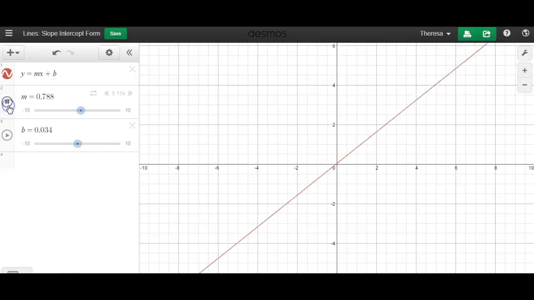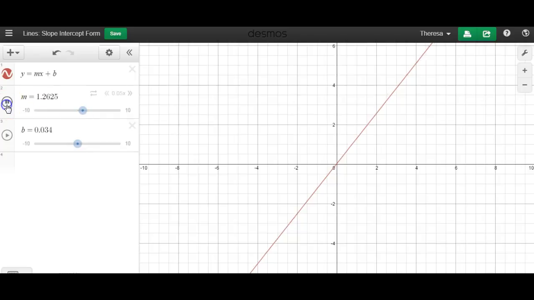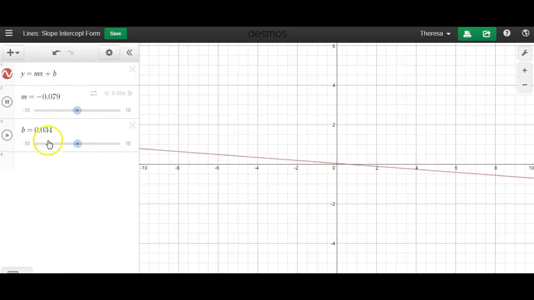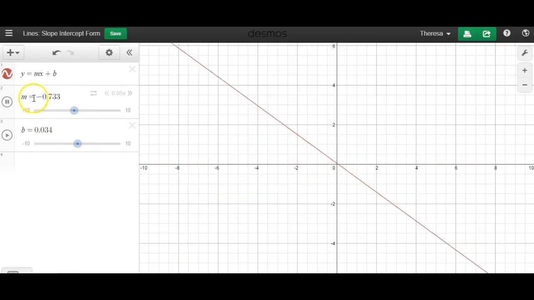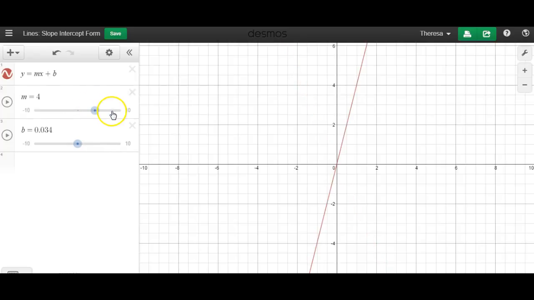Okay, let's look. I'm going to slow this down a bit. We can see that as my m value is decreasing, so is the slope. Now I have a negative value for m, and my slope is actually negative. So m seems to have something to do with the slope of the line. I'm going to stop that and reset it with an m value of 1.